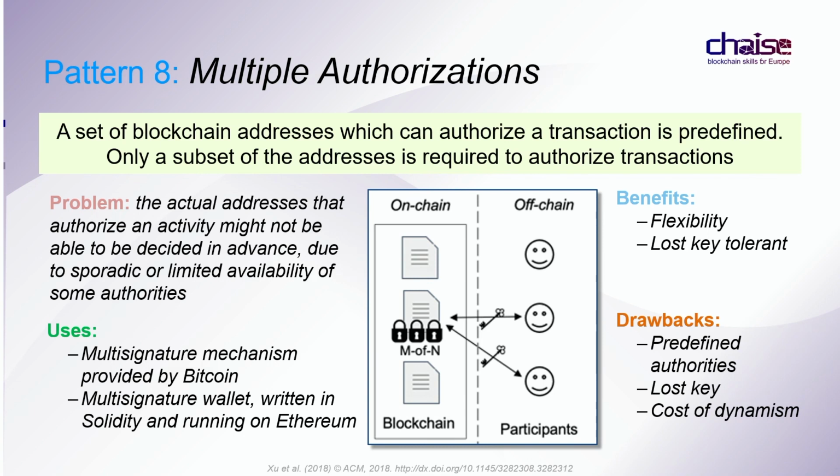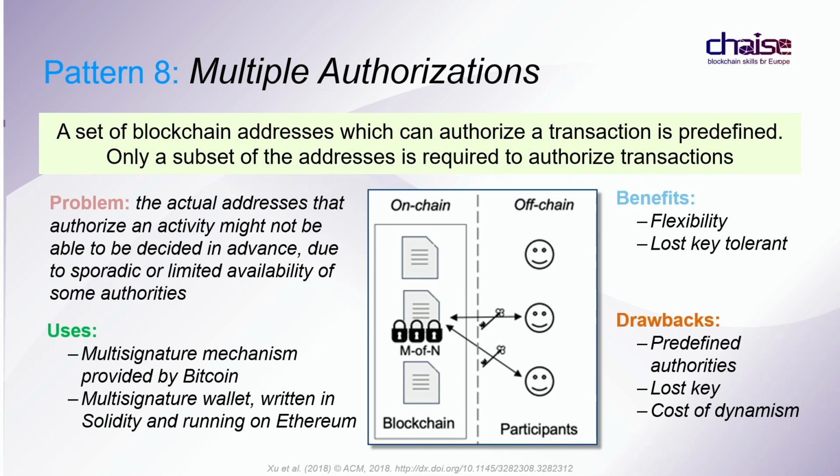Benefits: flexibility. This pattern enables flexible binding of authorities but depends on the availability of authorities when the activity is conducted. Lost key tolerance. One participant can own more than one blockchain address to reduce the risk of losing control over their smart contracts due to a lost private key. In a smart contract implementation of this pattern, there could be a function to update the list of allowed authorities and the authorization quorum.